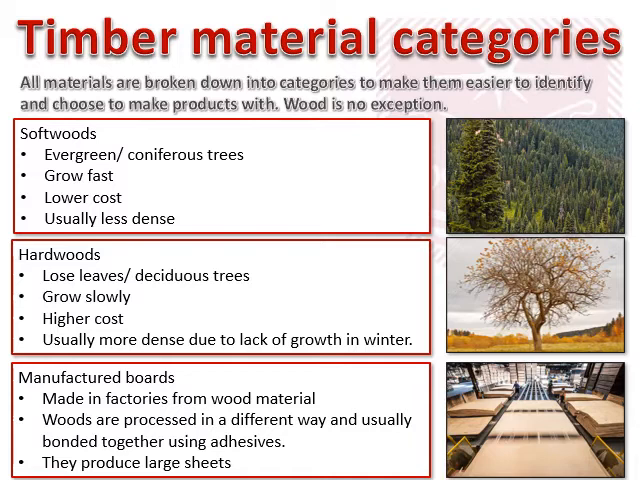Hardwoods come from deciduous trees, so the trees that lose their leaves. You can see the picture on the right. They grow slowly. They cost more because they grow more slowly. In the same way that softwoods are cheaper, they're lower cost because they grow faster. It doesn't mean that softwoods are worse than hardwoods. It just means they have different working properties, and you'd use them for different things.